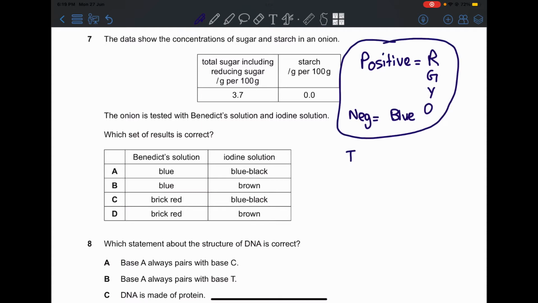Now for the iodine, if it's positive, then it's going to be blue-black, and if it's negative, it's going to remain orange-brown.